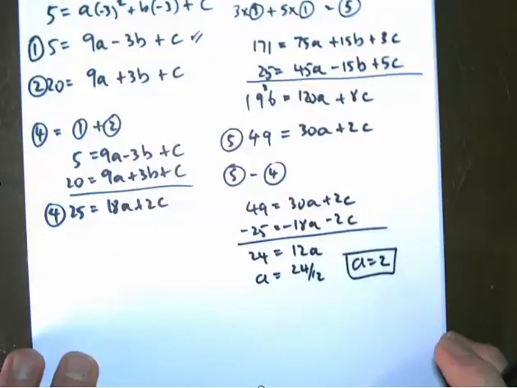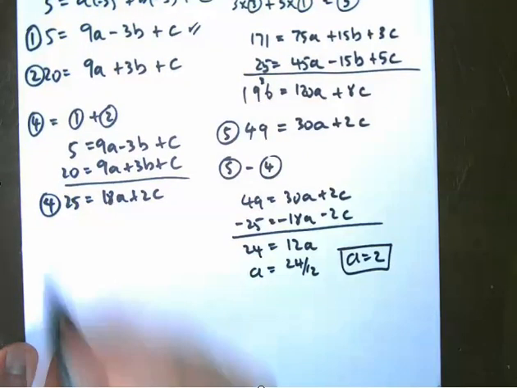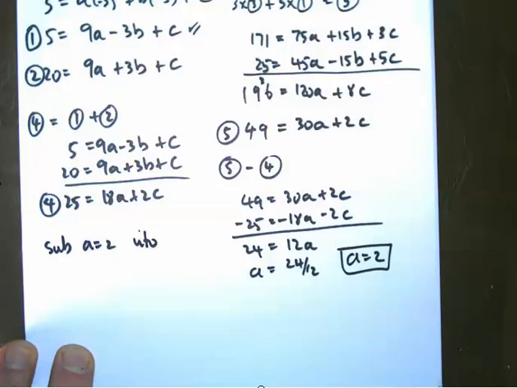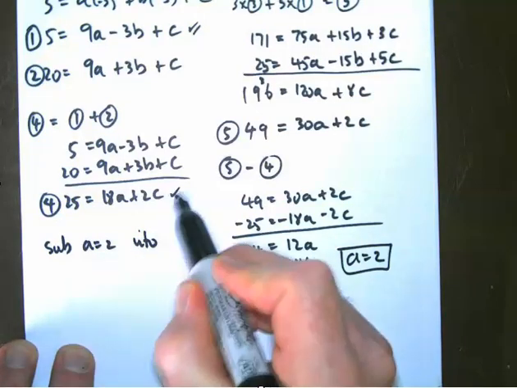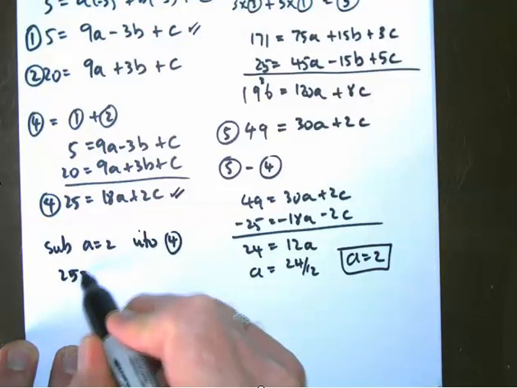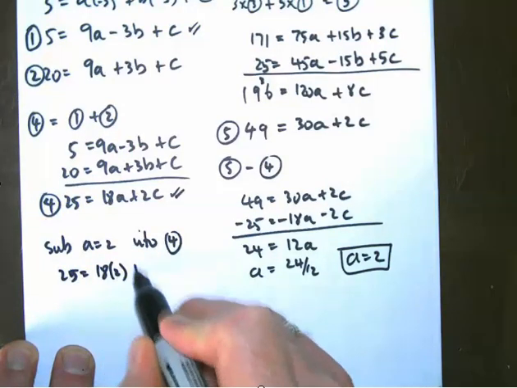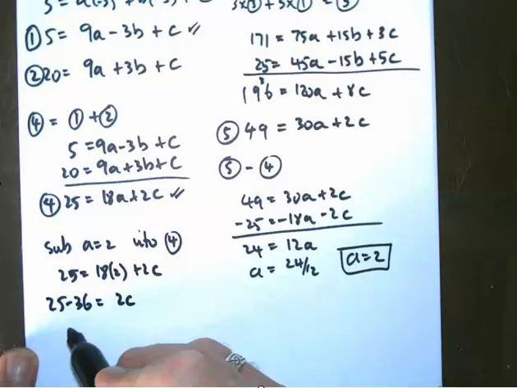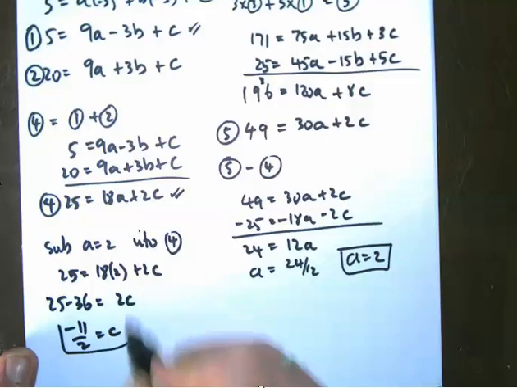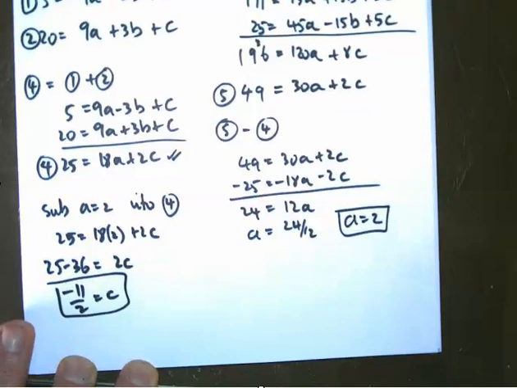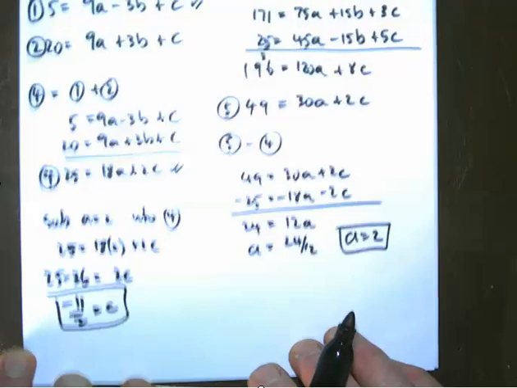a equals 2. What I'd like to do is sub a equals 2 into equation number 4. And then that will give me what c equals. 25 equals 18 times 2 plus 2c. 25 minus 36 equals 2c. Minus 11 on 2 equals c. And now I need to find b. And the way I'm going to find b is to sub a and c into equation number 1.